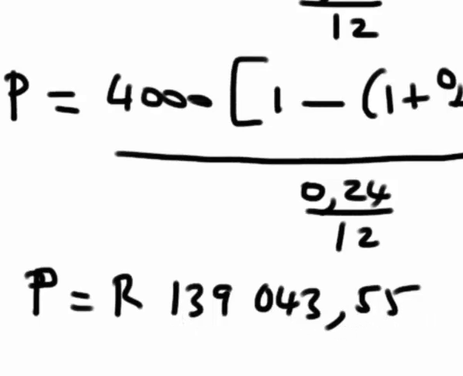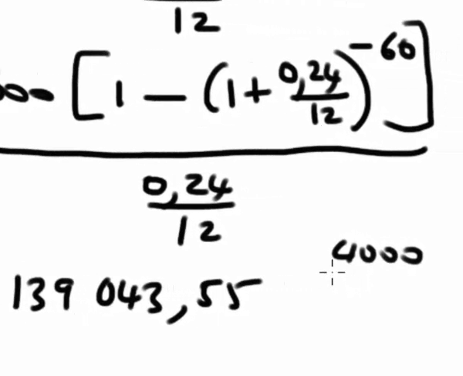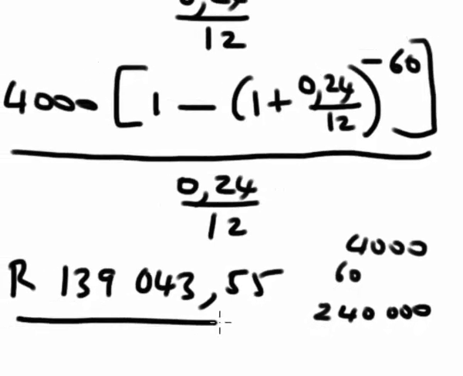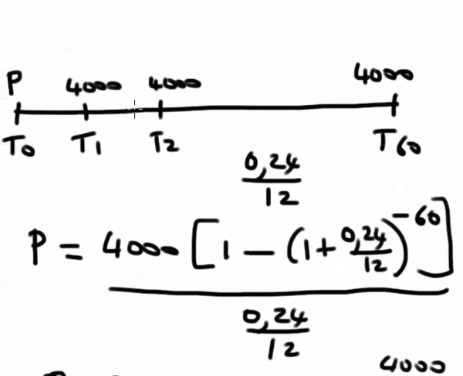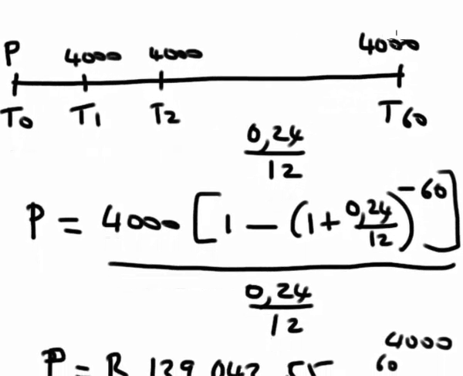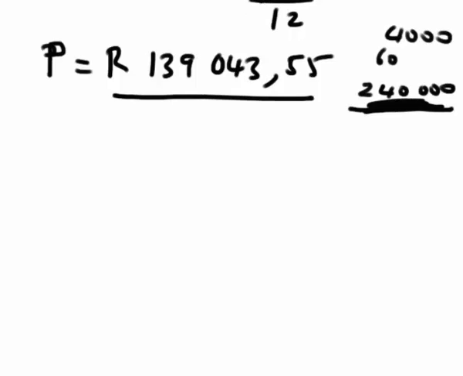Okay, if you think about it, 4,000 rand per month multiplied by 60 gives you 240,000 that he pays. And look at this, he borrows 139,000 but pays 240,000. What a disaster that is. So he's going to repay, 60 times 4,000 is 240,000 for the car that he originally pays 139,000 for. What an awkward thing. Okay, all right, so people, watch out for this. Let's look at another example.